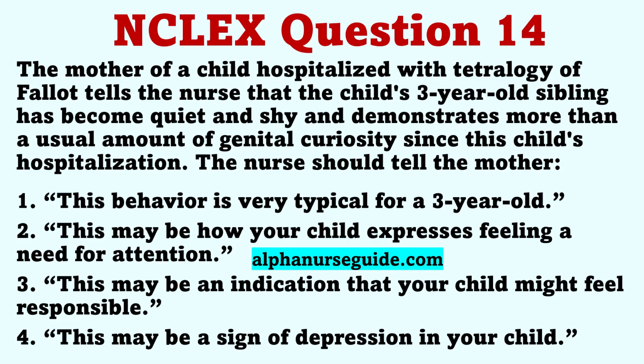The correct answer is 2. According to Erikson, the central psychosocial task of a preschooler is to develop a sense of industry versus guilt. Any environmental situation may affect the child. In this situation, the sibling is probably feeling less attention from the mother and trying to resolve the conflict in an inappropriate way. 3-year-olds are usually active and outgoing. These behaviors represent a change. Symptoms of depression would include withdrawal and fatigue.